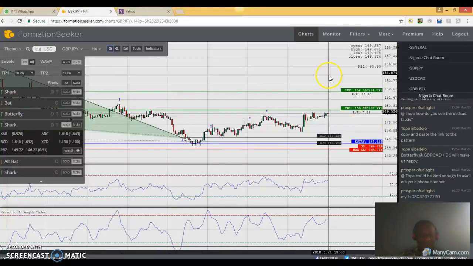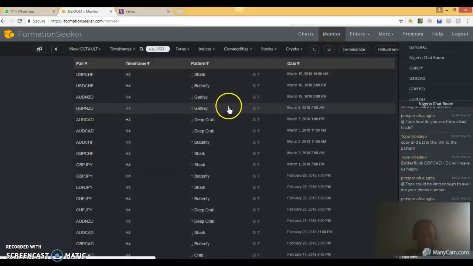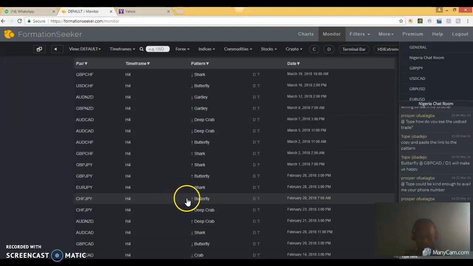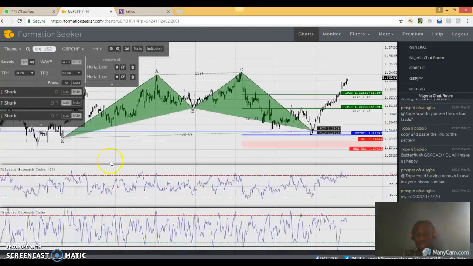Now, moving further to the next trade, let's go back to the monitor. On the second day of March, Formation Seeker gave us another trade. And this time around, we have the pound chart, the 4 hours chart, and it's also a shark pattern. Now let's click to see. Now, beautiful. This is lovely.